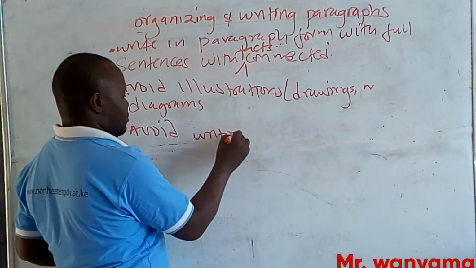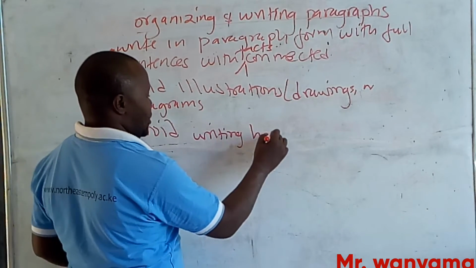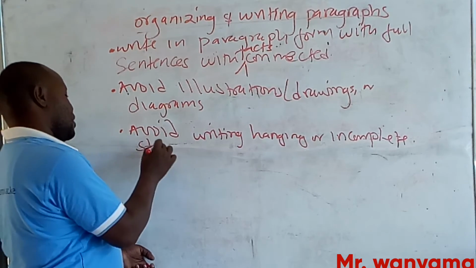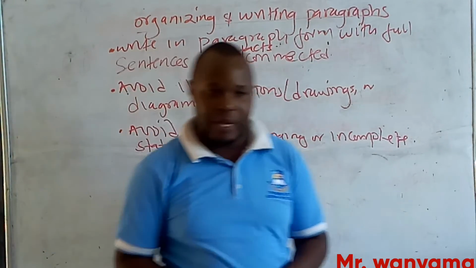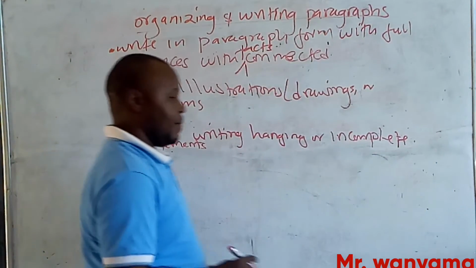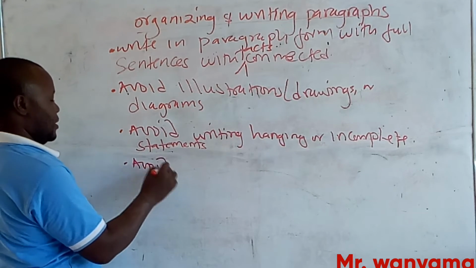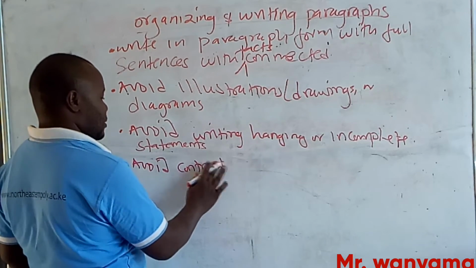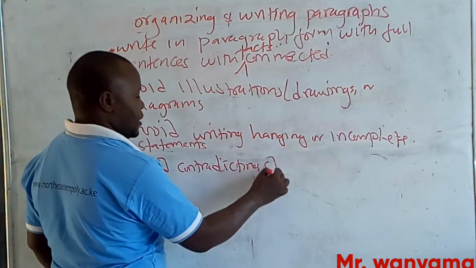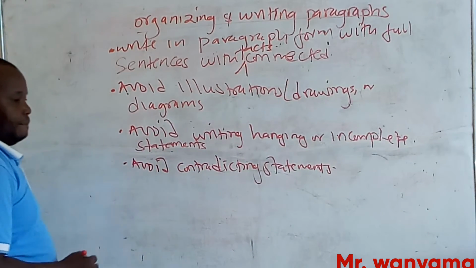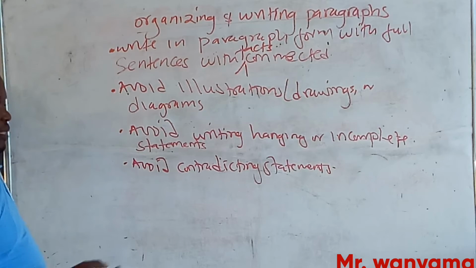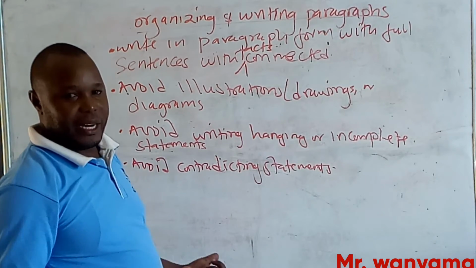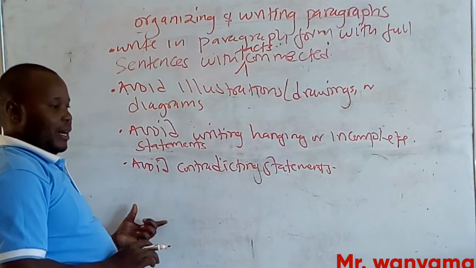Then three, avoid writing hanging or incomplete statements. Therefore, avoid contradicting statements. For example, a cell develops high osmotic pressure and osmotic potential. Those two terms are contradicting. So avoid using terms that are contradicting.